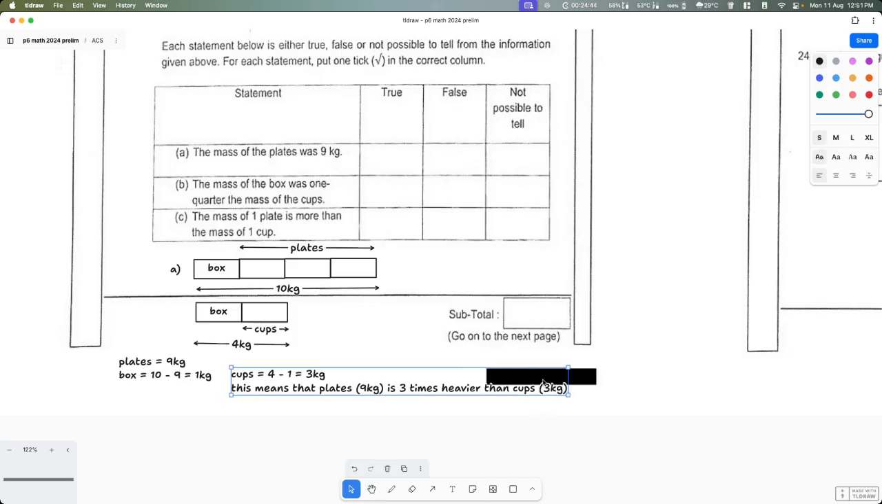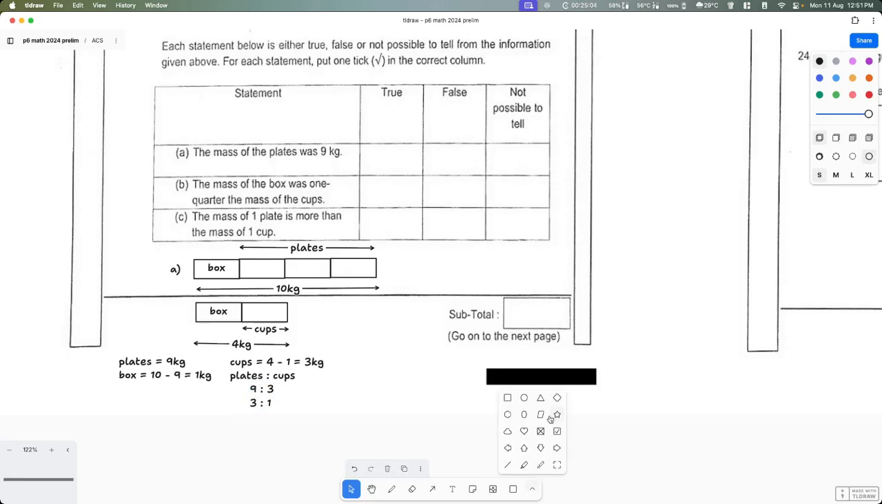That's the ratio, right? The easiest way is to use ratio. We can just use plates to cups, which is 9 is to 3. That means 3 is to 1, which means in this case, this is correct.